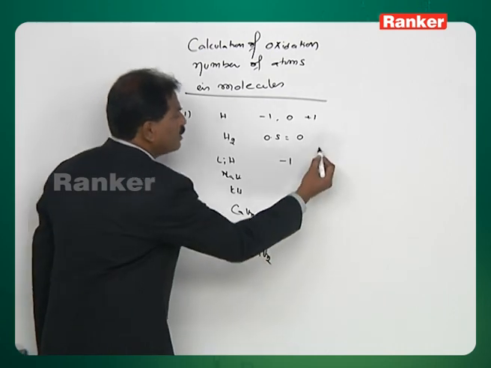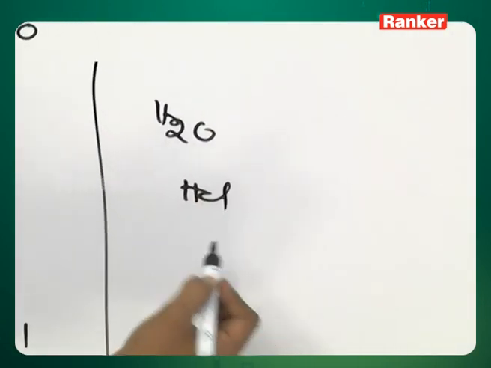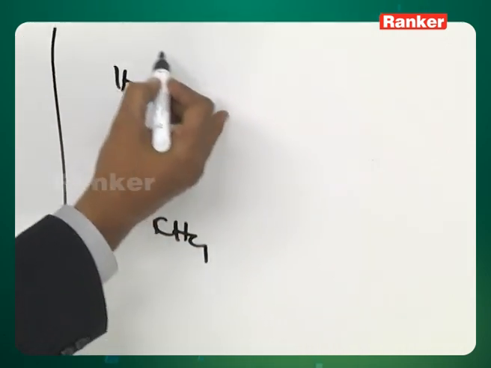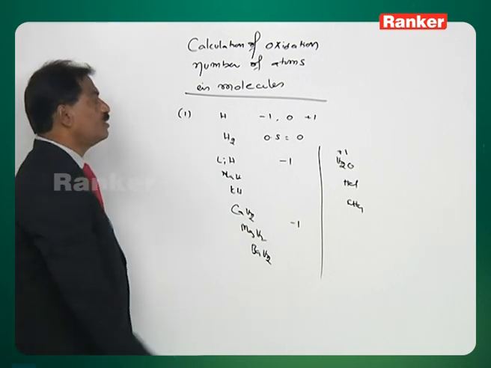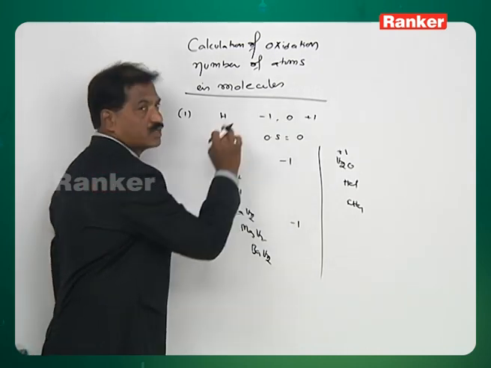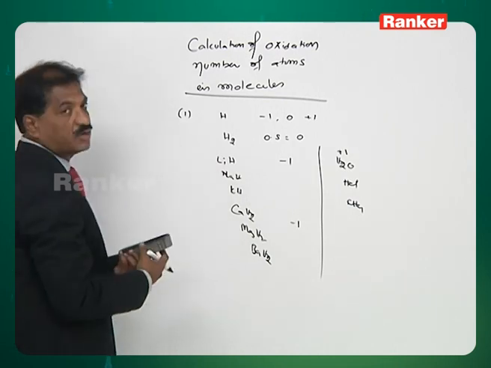Next, in all the other covalent molecules like H2O, HCl, CH4, the oxidation state of the hydrogen is +1. So for hydrogen we will give 3 values: -1, 0, +1. This is the first rule about the oxidation state calculations.